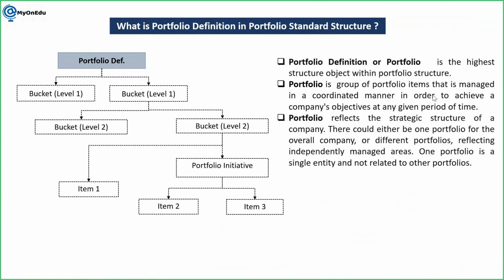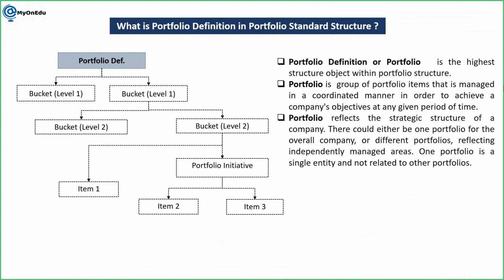So here, portfolio is a group of portfolio proposals or initiatives or items which are being managed in a coordinated manner to achieve the objectives of the organization. Means we are directly or indirectly supporting the mission and vision of the organization. So what happens generally when we are creating any proposal? When we are creating any proposal, that's supposed to be aligned with an objective of the organization.